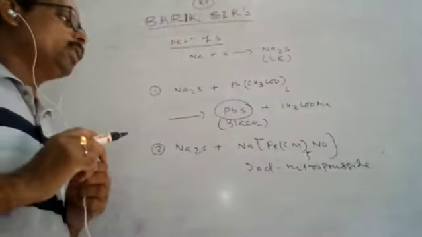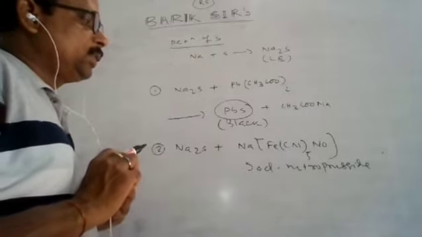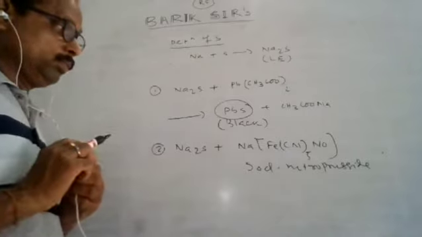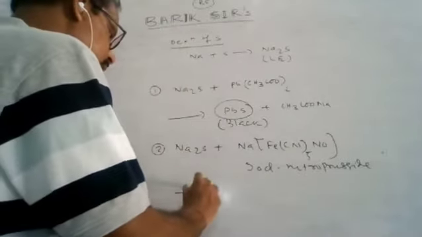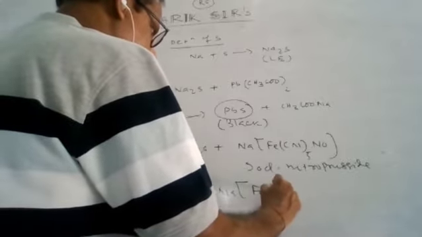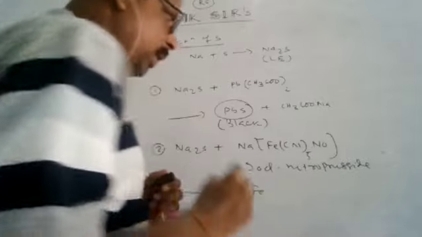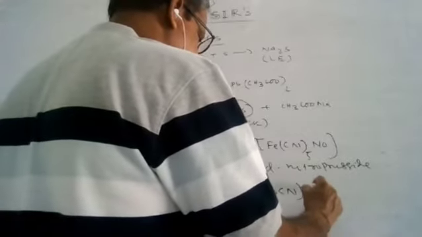This compound is called sodium nitroprusside. What happens when it reacts with this? It is converted to Fe(SCN), whole 5 NO.